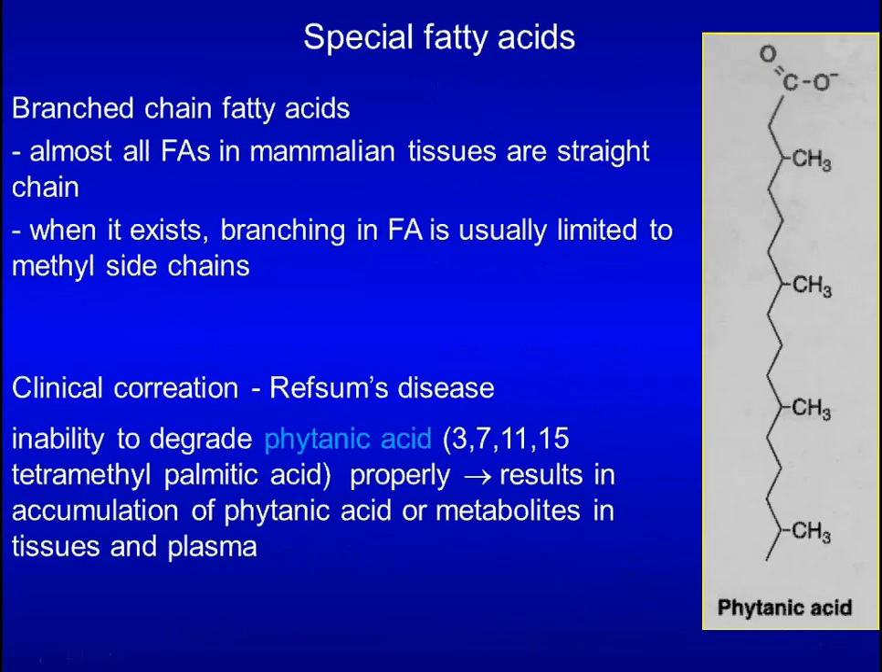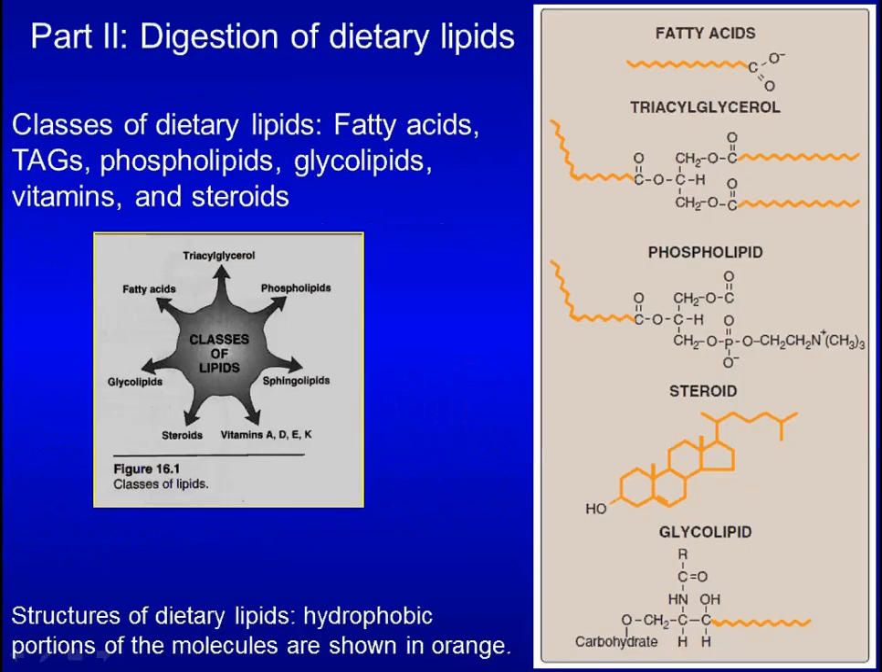Almost all fatty acids in humans are straight chain, but phytanic acid is an exception. Here is phytanic acid. It contains a methyl side chain. It has clinical correlation. Inability to degrade phytanic acid causes Refsum disease, which we will cover again later in this lecture. Now let's move to part 2.